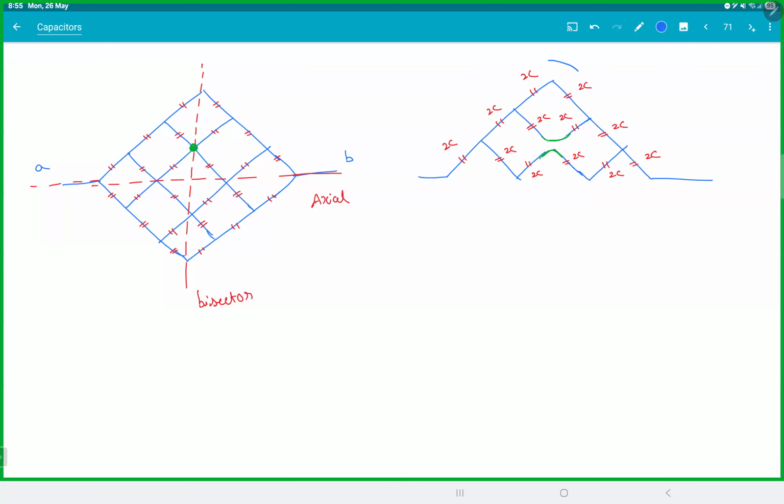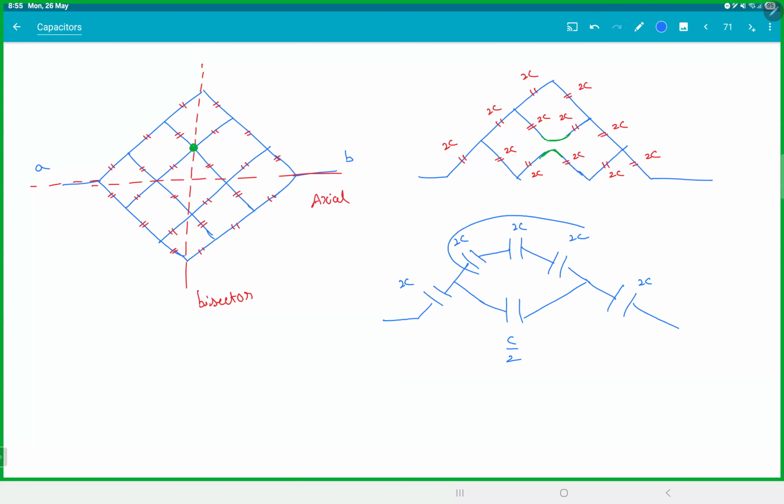And once you get this, you can see this entire section will be 2C. 2C, 2C, 2C will be 2C by 3. So let me read all this again for you. So we have a capacitor. And this whole bunch will be one capacitor, one capacitor, one capacitor. And it becomes like this. So 2C, 2C, 2C, 2C, and 2C. These are four capacitors here. That will become C by 2. And then these things will be 2C by 3, 2C by 3, C by 2.